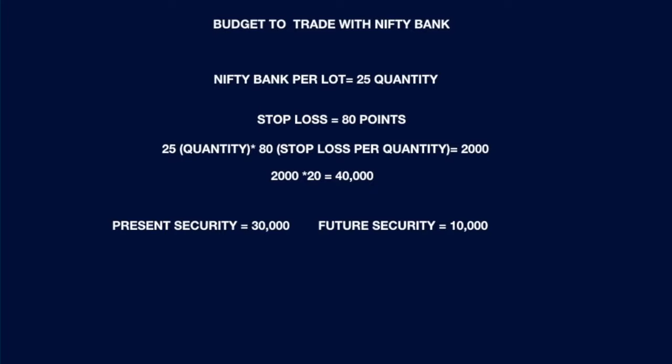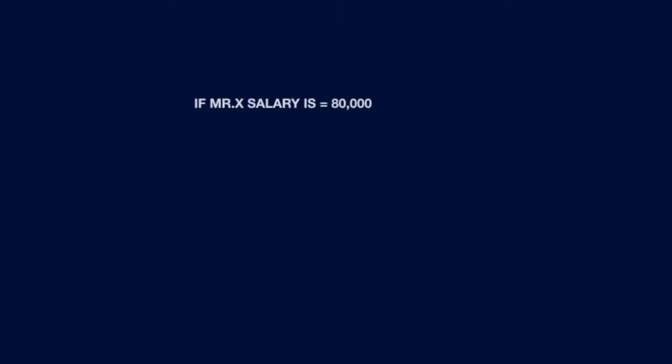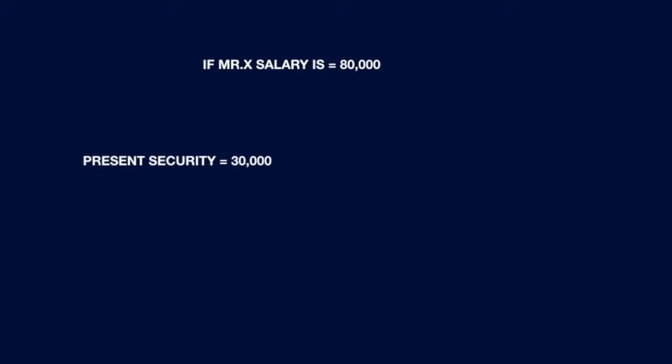Now the only way he can increase his risk appetite is by increasing his salary. So if Mr. X's salary per month is 80,000 instead of 50,000, in which 30,000 goes towards his present security and 10,000 rupees goes to his future security, he will have 40,000 rupees still with him, which he can use to increase his risk appetite. Correct? Traders, I believe even you will agree with me on this. So first, Mr. X has to focus on increasing his present salary so that he can increase his risk capacity without affecting his present and future security.